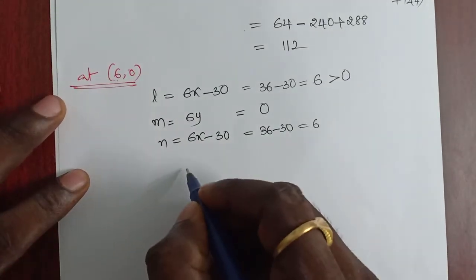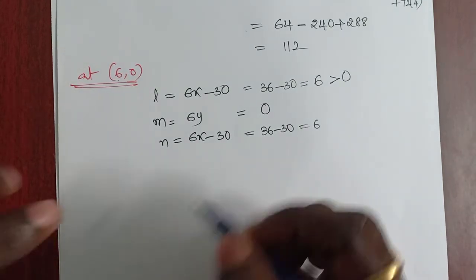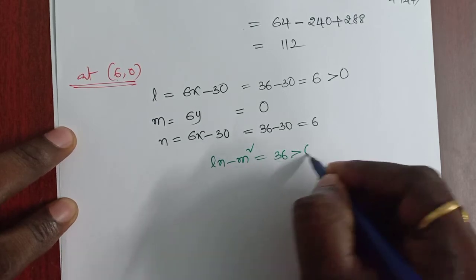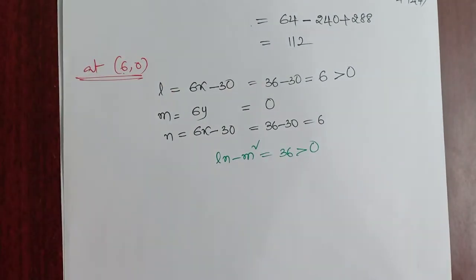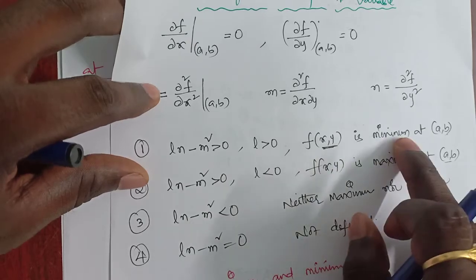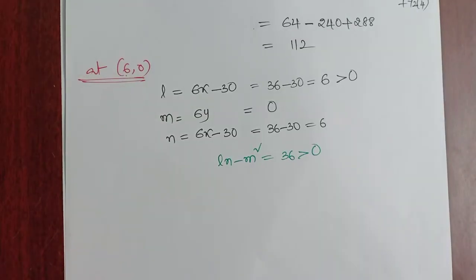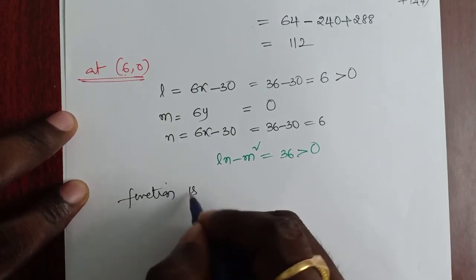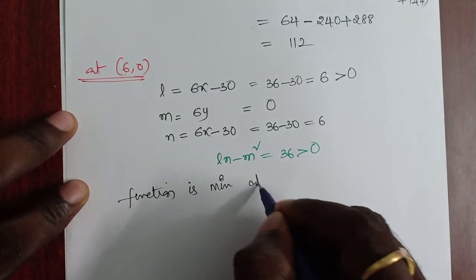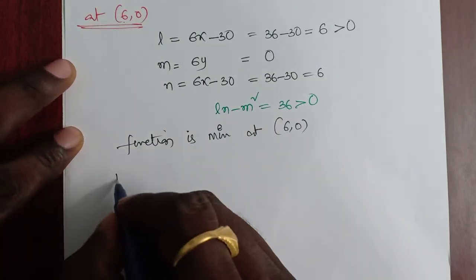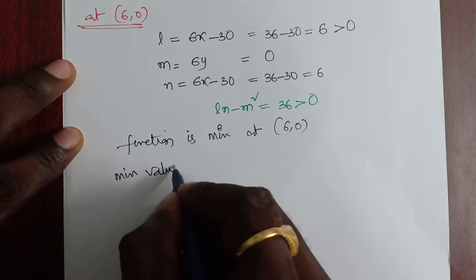Now what we need to find, the very important one, is Ln minus m square, which is 36, greater than 0. Clearly L is greater than 0, Ln minus m square is greater than 0. So L is greater than 0, Ln minus m square is greater than 0, since the function is minimum at a comma b. So the given function is minimum at 6 comma 0.